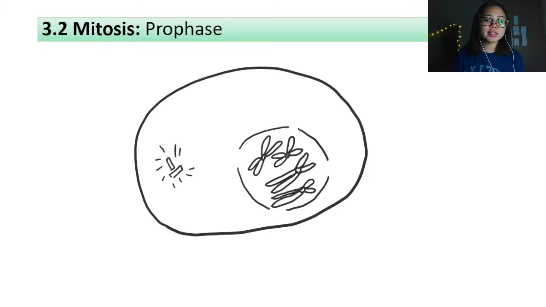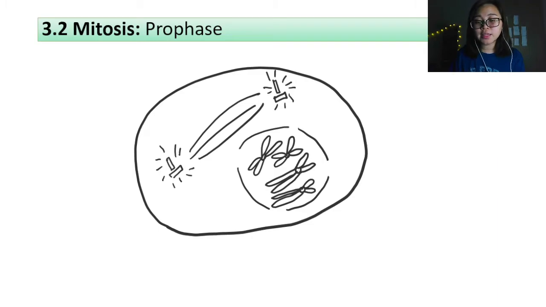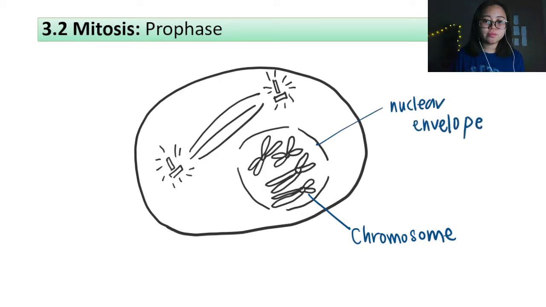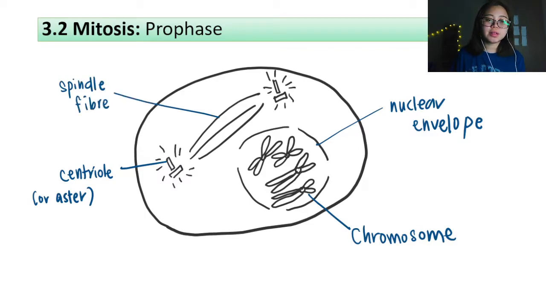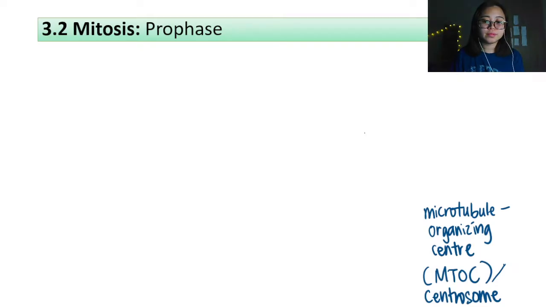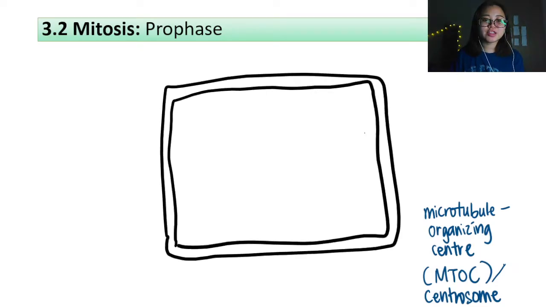Okay, I draw the ester. And then I draw the spindle fibers. And then my drawing is almost complete. I just need to label. Saya label chromosome, saya label nuclear envelope, saya label centriole, ataupun ester, ataupun centrosome. Dan saya label spindle fiber ataupun microtubules pun boleh. Oops, ada spoiler.